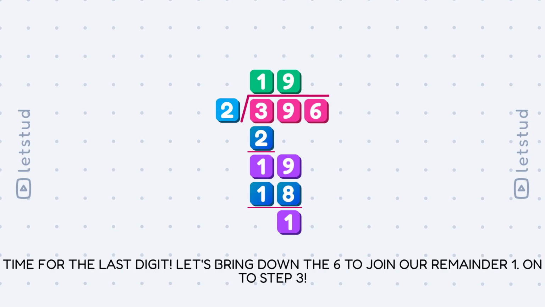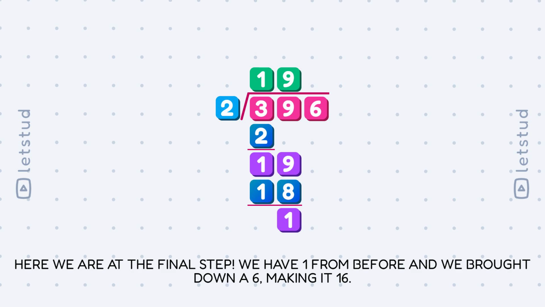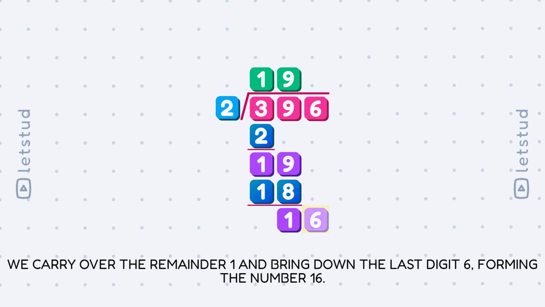Time for the last digit. Let's bring down the 6 to join our remainder 1. On to step 3. Here we are at the final step. We have 1 from before and we brought down a 6, making it 16. We carry over the remainder 1 and bring down the last digit 6, forming the number 16.